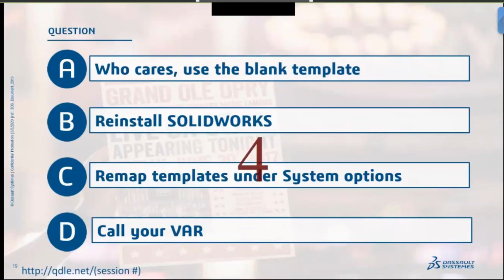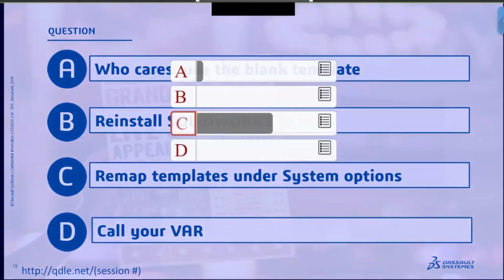And Brian, in this case, I usually choose D because I don't know what's going on. I usually just give you a ring. Yeah, that's why I hang up on you.